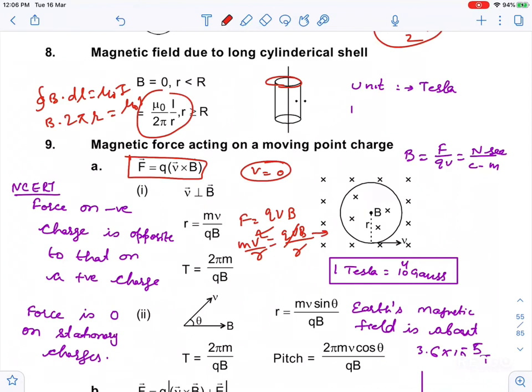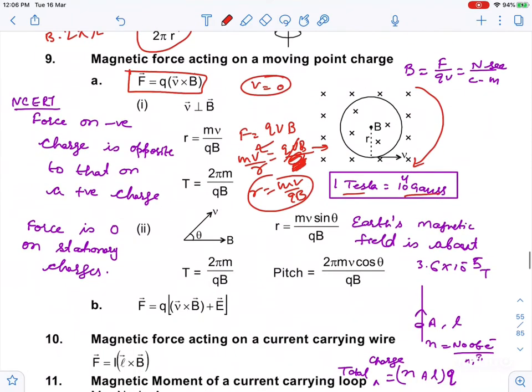because this force is providing the required centripetal force. So v square and v cancel, and radius r is equal to m v by q B. Units you should remember, guys: B unit is Tesla, or 1 Tesla can be written as 10 to the power 4 Gauss. Earth's magnetic field is about 3.6 into 10 to the power minus 5.